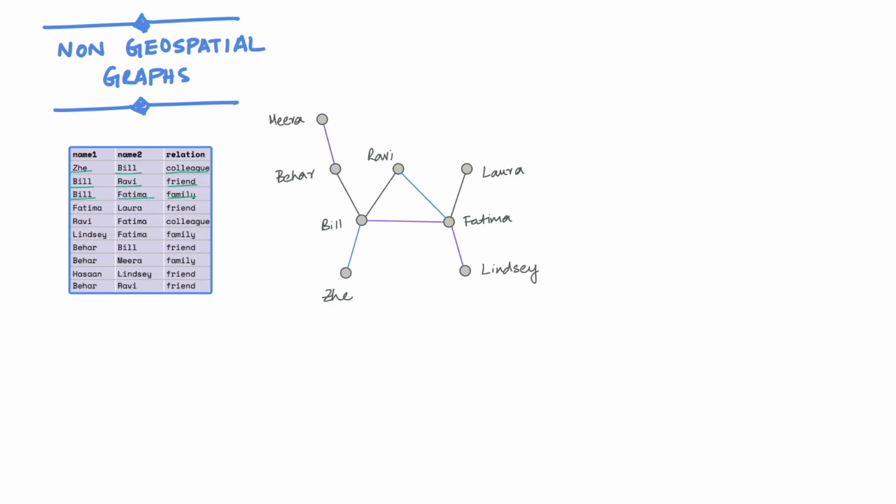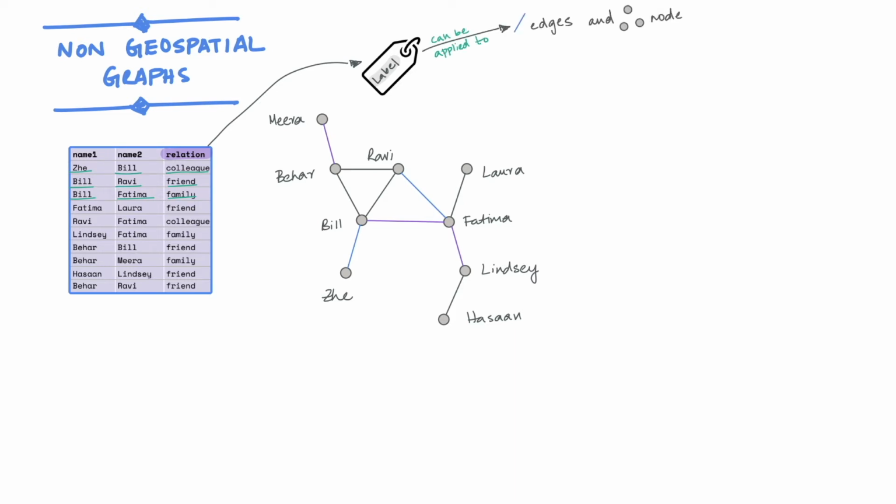Kinetica uses the relation column as a label. Labels are string data types that can be used to associate different attributes to both edges and nodes. These attributes can then be used to query graphs.